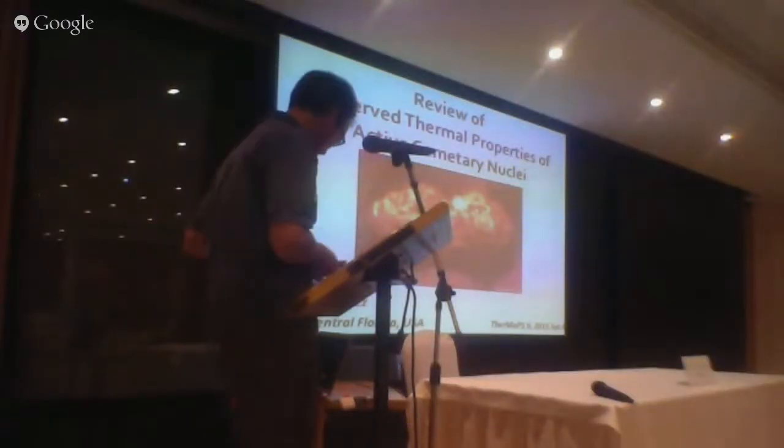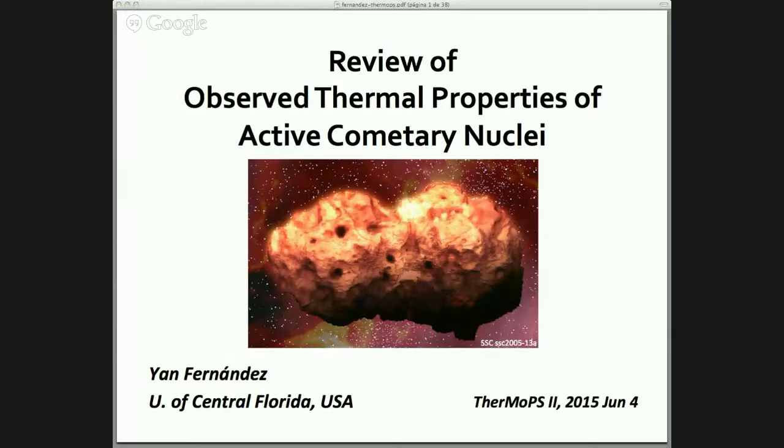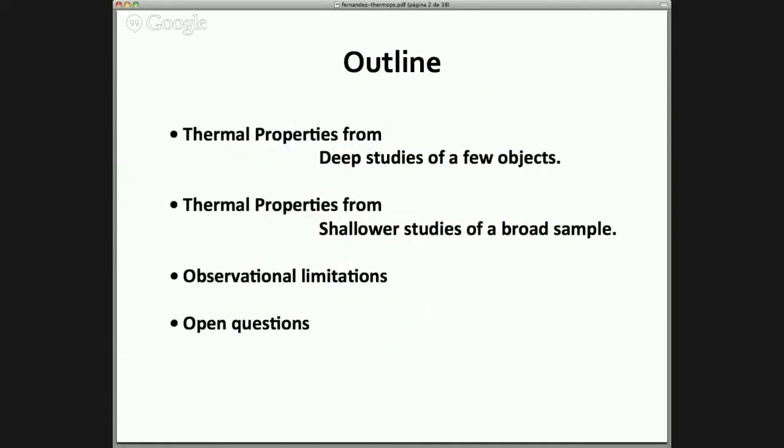So what I thought I would do is take an observational approach toward giving a little bit of a summary of what we think we know about thermal properties. I'll start off by talking about what we think we know from looking at a few objects in really extreme detail, and what we think we know from looking at many, many objects in not nearly as much detail. That gives an idea of what we think we know about cometary nuclei from both approaches.